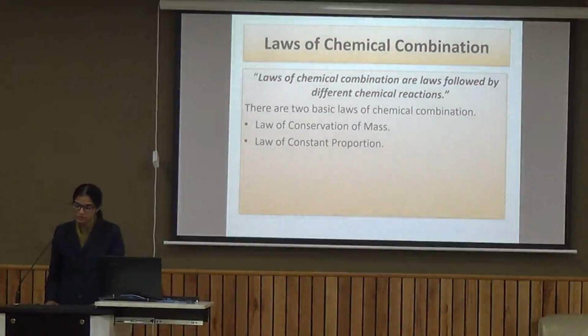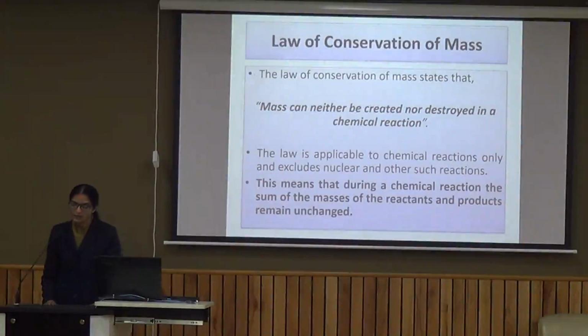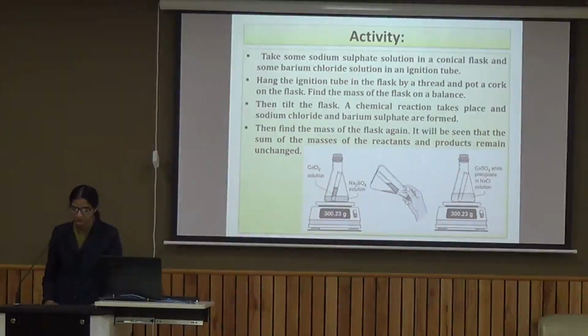Based on these postulates of Dalton's atomic theory, we have two laws of chemical combination. The first one is the law of conservation of mass, and the second one is the law of constant proportion. The law of conservation of mass states that matter can neither be created nor destroyed in a chemical reaction. That is, when a chemical reaction takes place, the total mass of reactants is equal to the total mass of products.